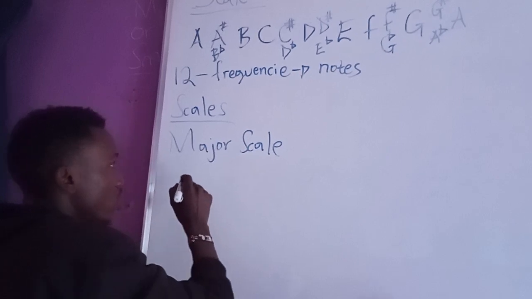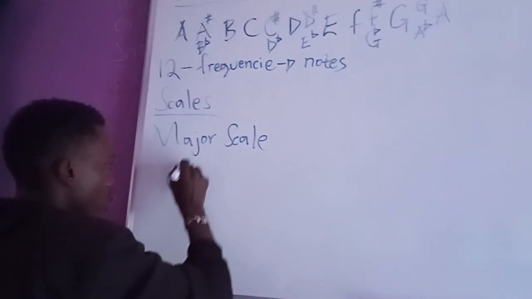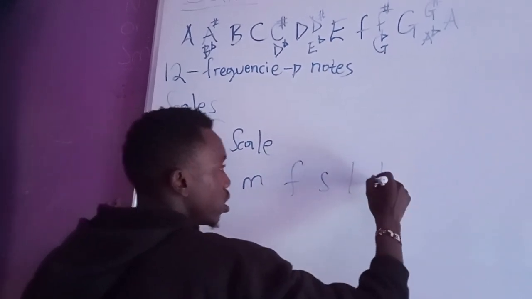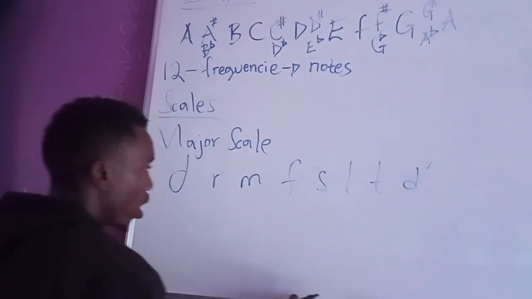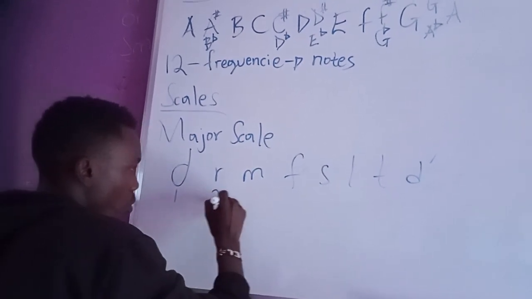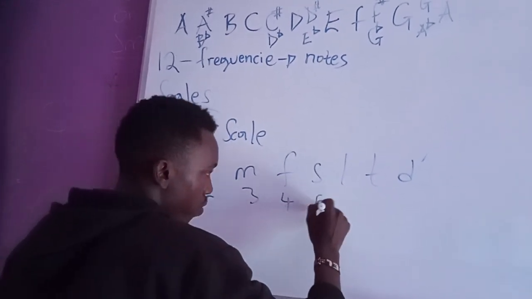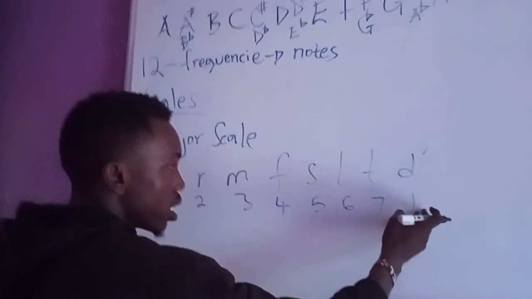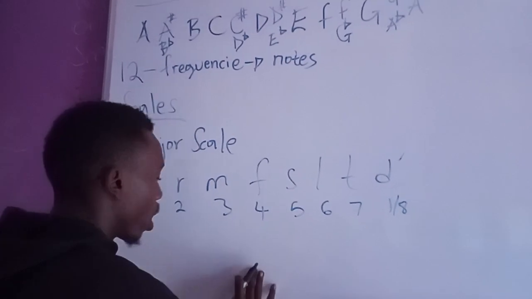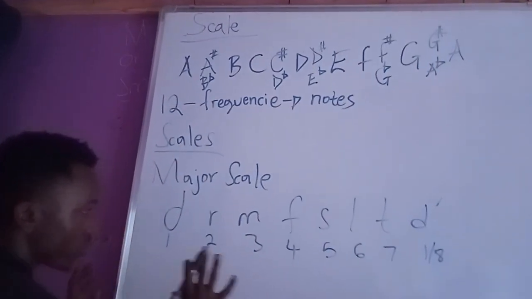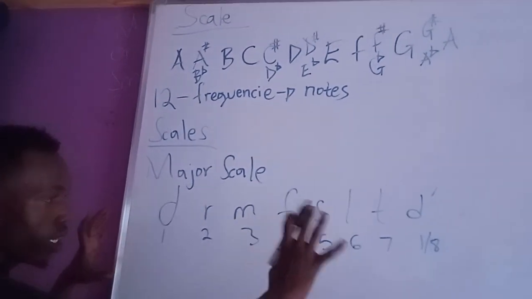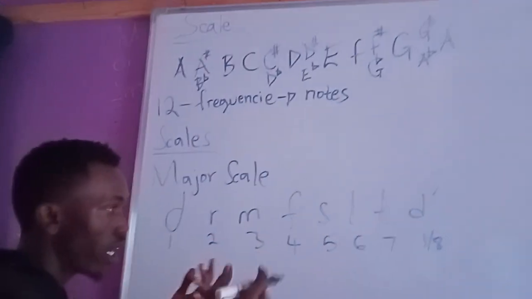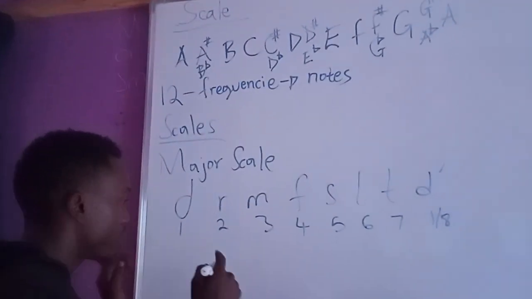This one is what many of us might know as Do, Re, Mi, Fa, Sol, La, Ti, Do. And we have 1, 2, 3, 4, 5, 6, 7, and 1 once again, or 8. Any of the two can work. Now, I'm going to show you how we are going to form one scale, and then I'm going to leave you to do the rest and forward the assignment.